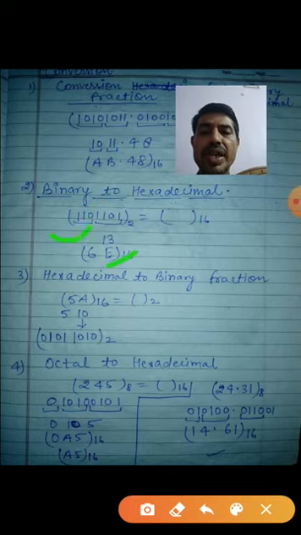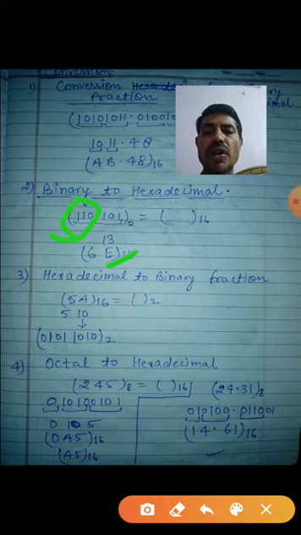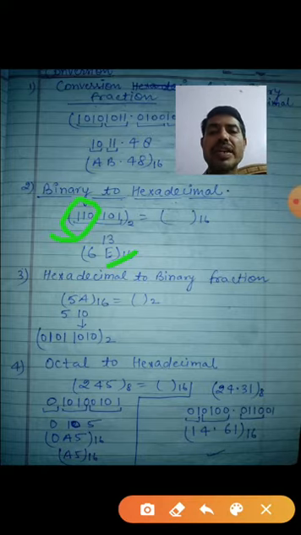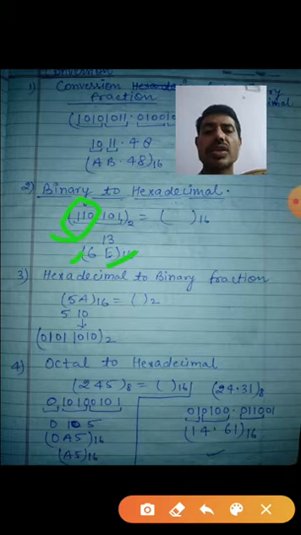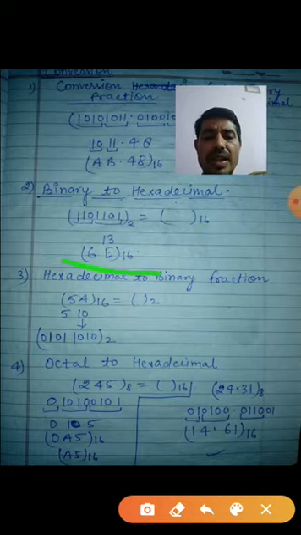But now you take this one. 0, 1, 1. It is not a full 4 digits, but you will take it because no more value is given. That's why you will take 3 bits only, no problem. So that will be what? 6. So the final answer is what? 6E. Okay. So now you will solve the other examples.